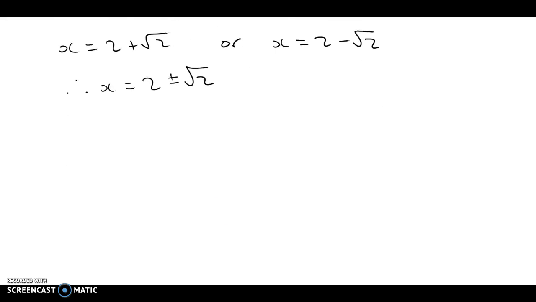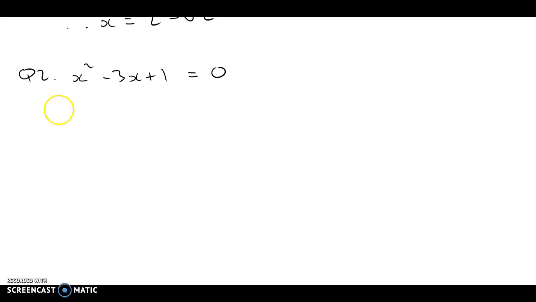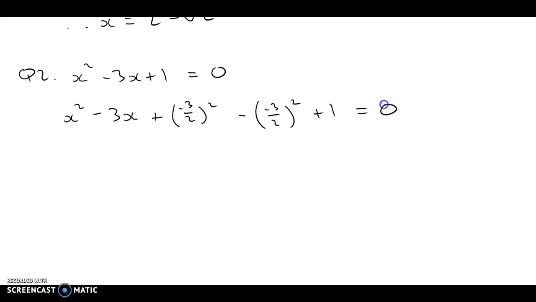Let's jump straight into another question. x squared minus 3x plus 1 equals 0. So let's go ahead and start completing the square. So we'll get x squared minus 3x plus minus 3 on 2 all squared. Balance it out. Minus 3 on 2 all squared plus 1 equals 0.